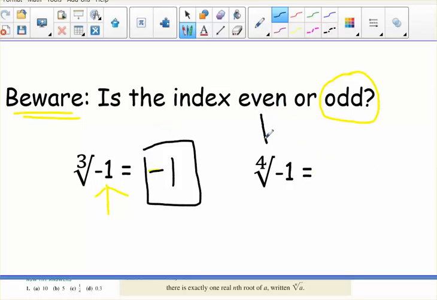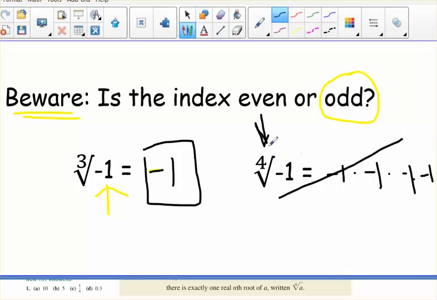When we have an even index and our radicand is negative, we get a situation that's an impossibility. Because what we're trying to say is, what do we multiply by itself 4 times to get a -1? And the answer is, there is no answer, right? It is invalid. We can't do that because there's no way that a negative times a negative times a negative times a negative, we're never going to get a negative answer.